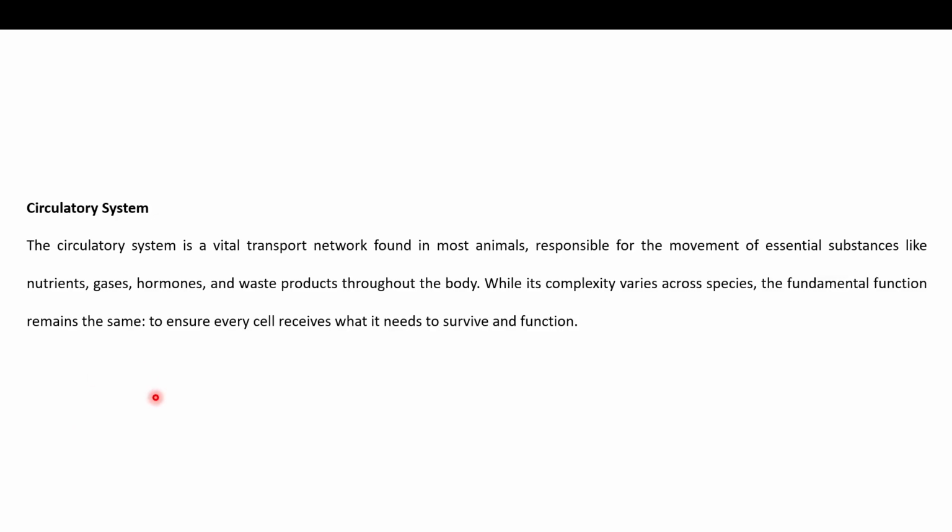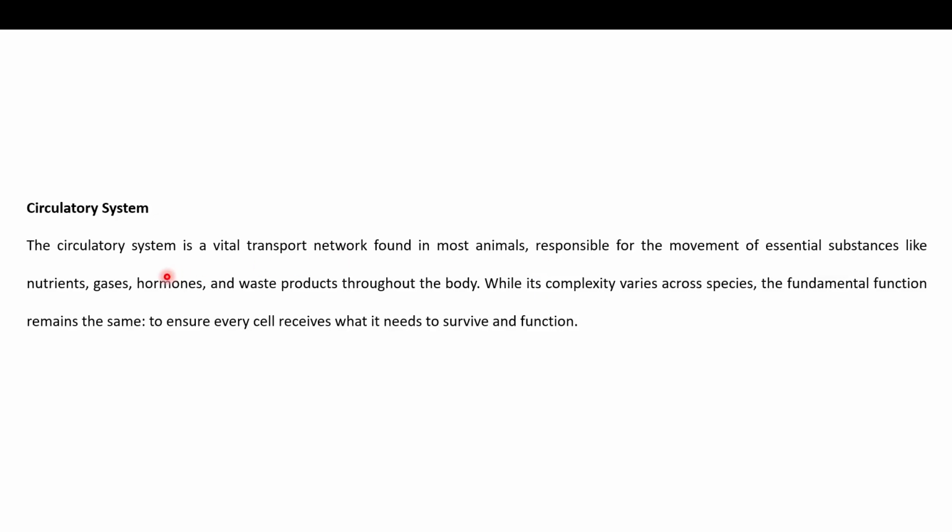So in general, if we talk about the circulatory system, it is a transport network found in most animals as well as plants, responsible for the movement, plants as in the vascular system in plants, which helps in circulation of water and food materials. But however, this week's content focuses on the animal's circulatory part.